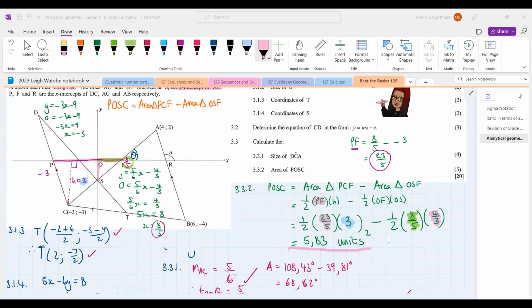I got an area of 2,125 square units, Pinga, for 2.7.